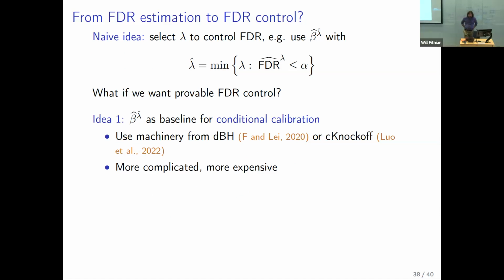Okay, so one idea is to use this method as a baseline for conditional calibration, which is a more general method for getting FDR control, that I've been working on with the same collaborators for the last couple of years. I think that this approach could work, but the method that we would get out is much more complicated, more computationally expensive. So I'm not really sure that it's worth it.